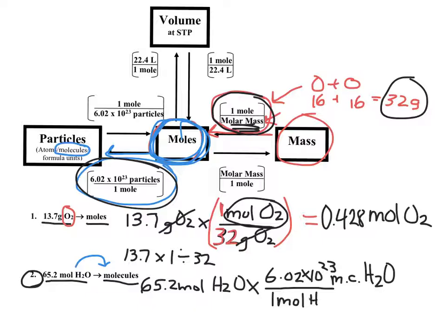All right, and I'm going to label that as H2O because my moles of water are going to cancel out. I'm going to be left with units of molecules of water. In order to do this math problem, we always take the number we start with, which is 65.2, multiply it by the top, which in this case is Avogadro's number, 6.02 times 10 to the 23rd, and then divide it by 1.